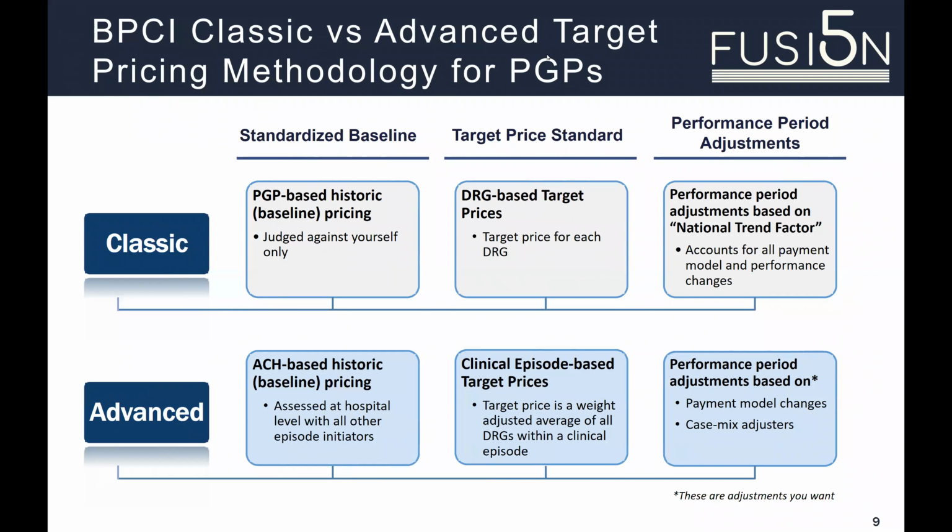And that's a great place to pick up on this second box, Jim. The fact that in classic versus advanced, as Jim was saying, the target price standard, that middle column, is different. Those that are in classic know that the target price is based on each DRG. So right now, you have a target price for 469 and 470. In the new methodology, there is a weight-adjusted average for a clinical episode, and you have multiple DRGs in a clinical episode. So you now have lower extremity joint replacement as one clinical episode, which includes 469 and 470.